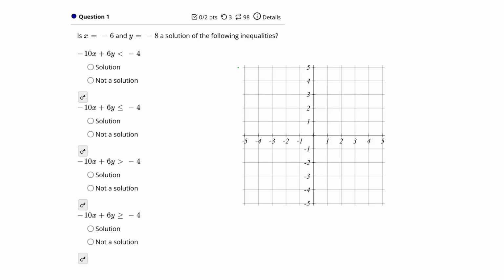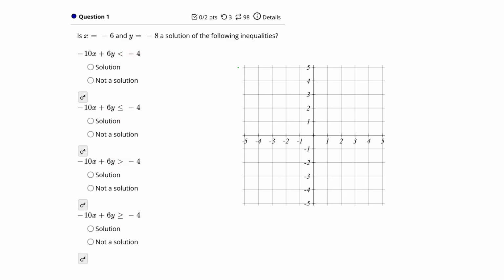Okay, I'm just going to be doing some of your homework questions in this video and explaining a little bit more in depth as I go. So this first question, it's asking if these two are a solution to this one or this one or this one. And if you notice, each one of them, the symbol is the only thing that has changed.